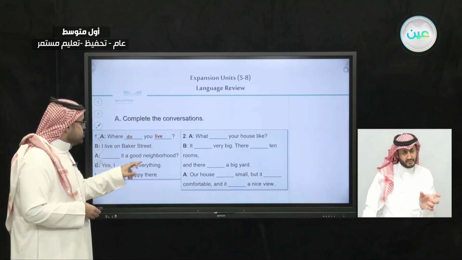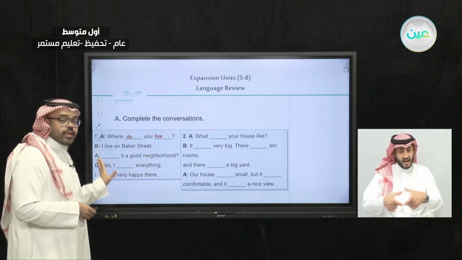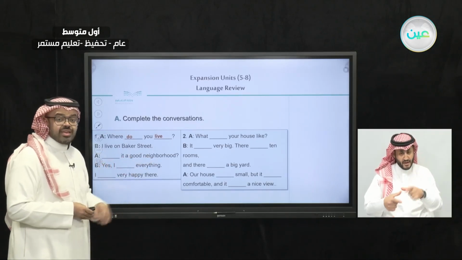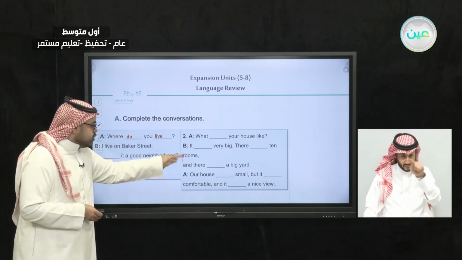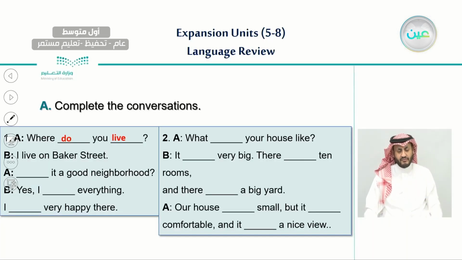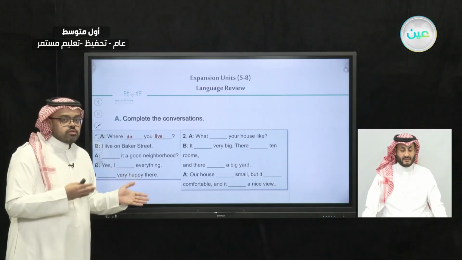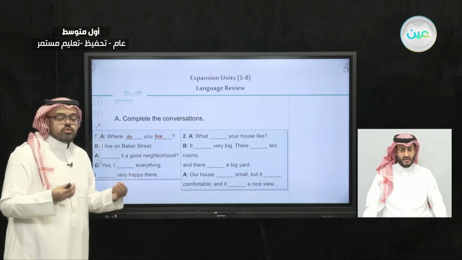___ it a good neighborhood? And here is a question. Before we know what we should write here, let's read the answer first. The answer started with yes. And we know that if we want to ask a question whose answer is either yes or no, we must start with the verb to be.